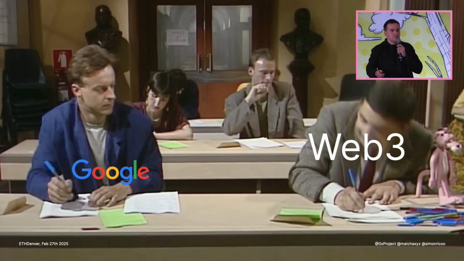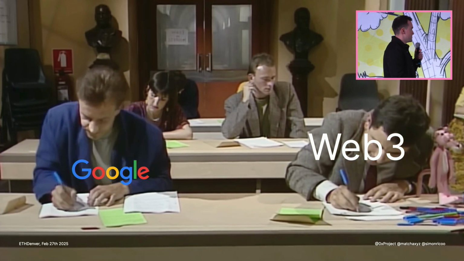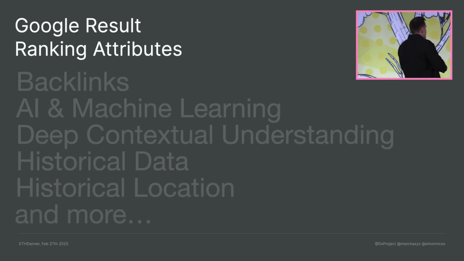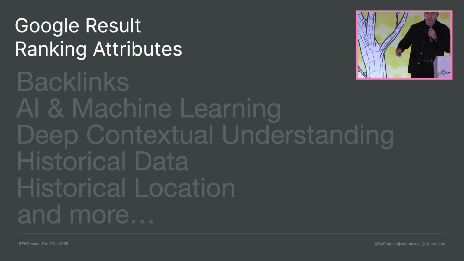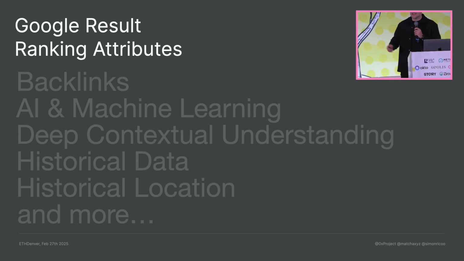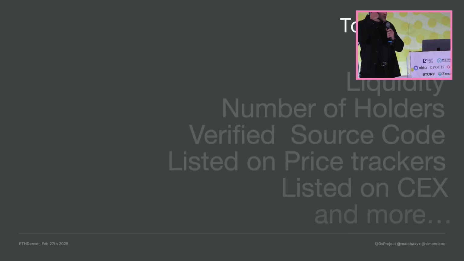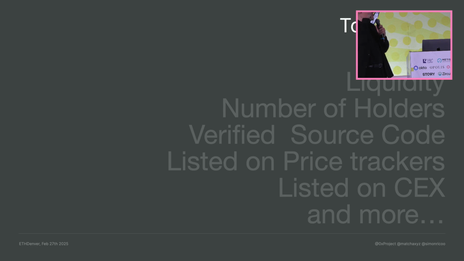So how does Google do it? Like, how come I can always find what I'm looking for? Well, they're using lots of various things, like tracking your location history, tracking your actual location, and many other data like backlinks, AI machine learning, and deep contextual understanding, and there are many other things that are hidden under the hood. So what do we have in Web3?